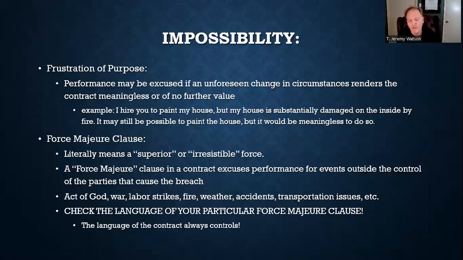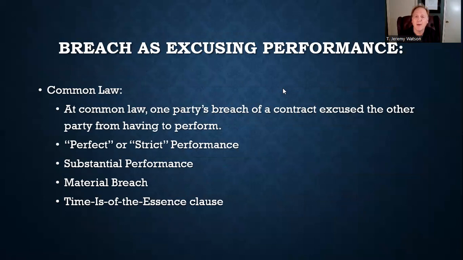All right, those are our 4 ways to excuse performance through impossibility. The next category of excuses would be a breach of contract, a prior breach, right? What if the other side breaches the contract before you do? That might excuse your performance.